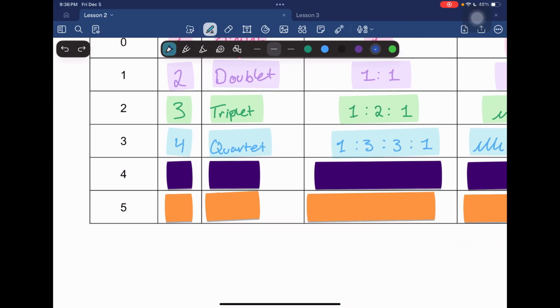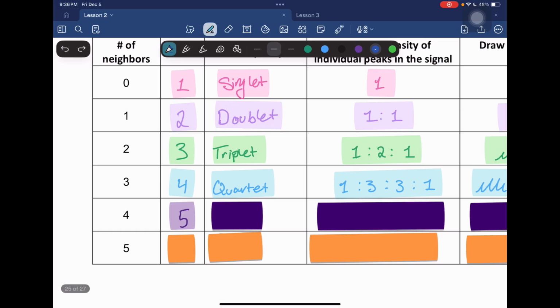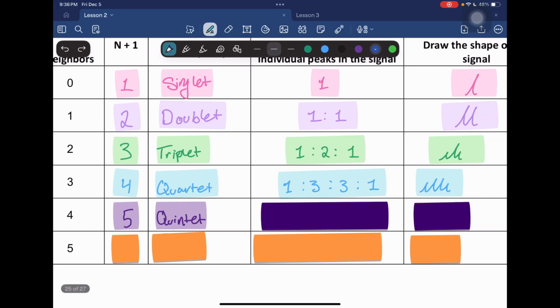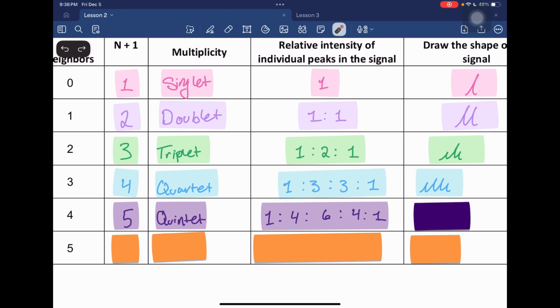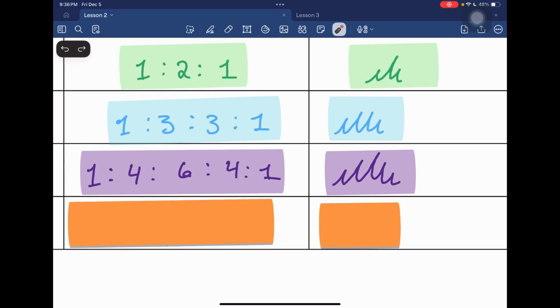Next is 4 neighbors. So 4 plus 1 is 5. It's going to be a quintet, and then we get a 1 to 4 to 6 to 4 to 1 ratio. This is telling us the 1s will be the same height, lowest. 4 and 4 same height, second lowest. 6 will be on top, and it's going to be the highest peak. And that is exactly what we see. This is the 1, 4, 6, 4, 1. Okay?